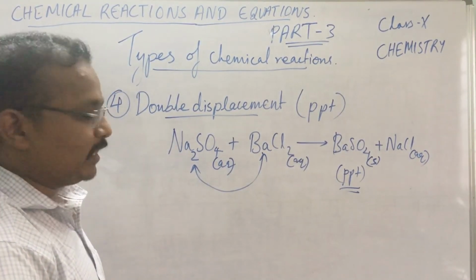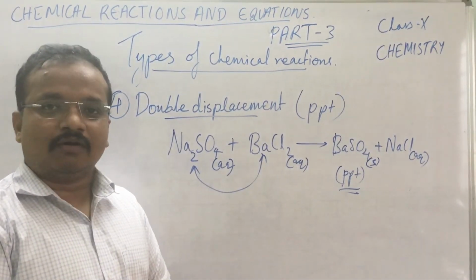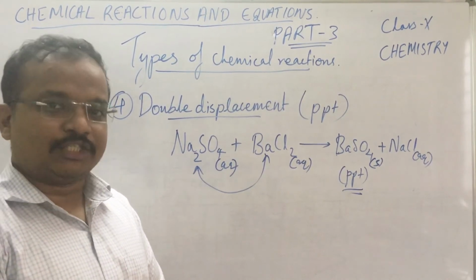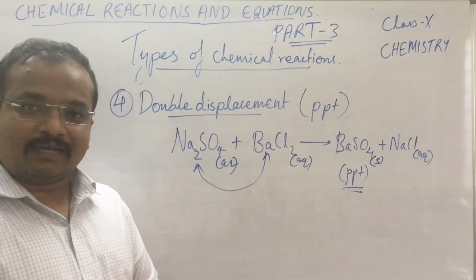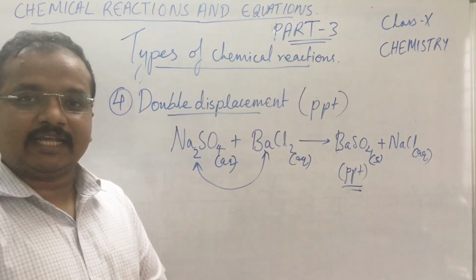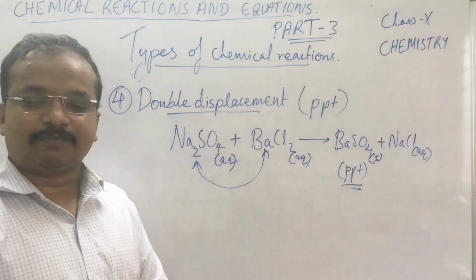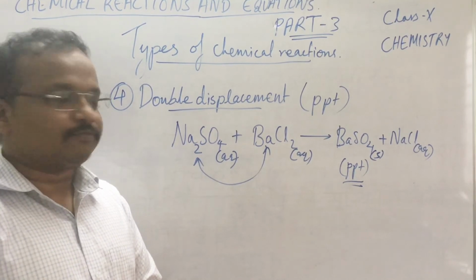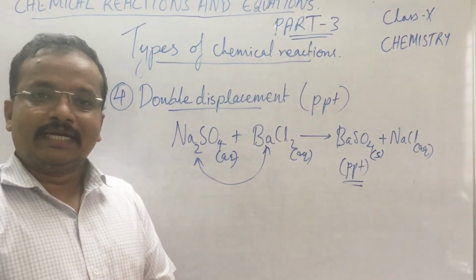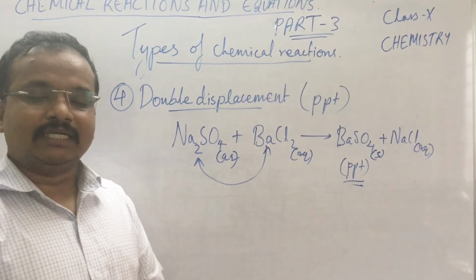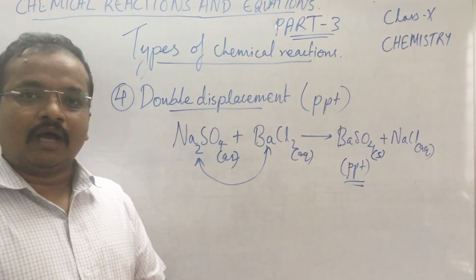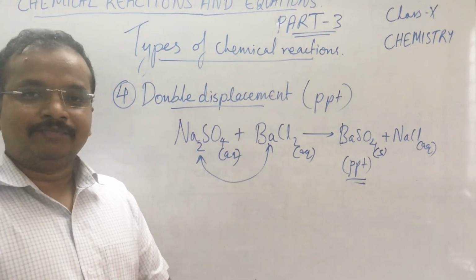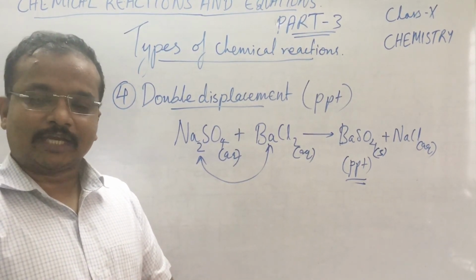So students, in this module we have discussed 4 different types of reactions: combination reactions, decomposition reactions, displacement reactions, and lastly double displacement reactions. One more we have in this chapter, that is redox reactions. Redox reactions we will be discussing in the next module because we need to discuss them a little more deeply. I hope you have understood whatever we have discussed here, and we will meet you in the next module. Thank you so much.